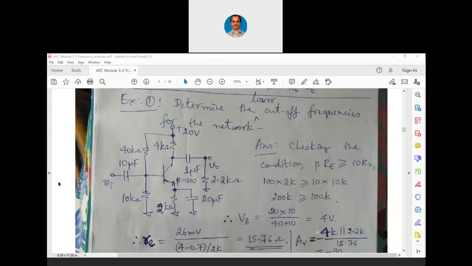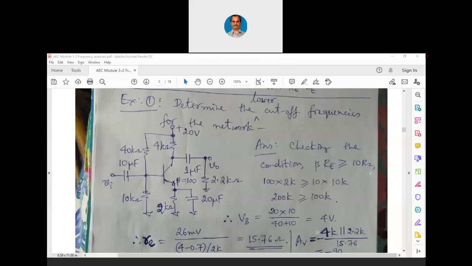So, I will proceed with the exercise. I don't know whether I will be able to complete it now itself or not. Let me see. Determine the lower cutoff frequencies for the network. Now, there is a circuit given here. This is already a voltage divider bias network circuit with the capacitors connected. Now, this is an amplifier circuit with the load also connected as 2.2 kilo ohms.